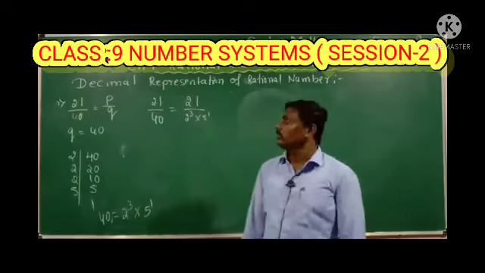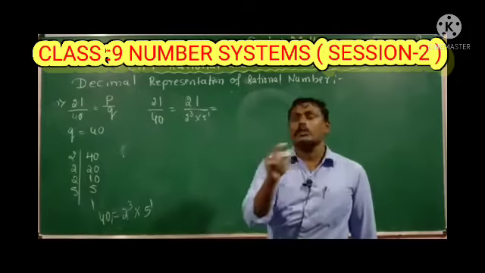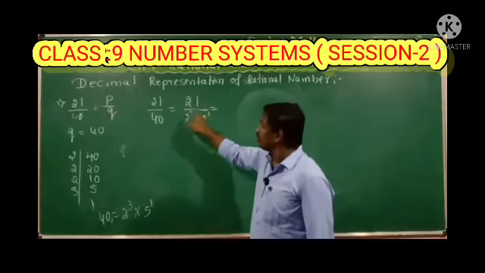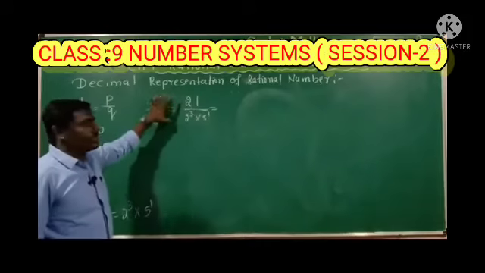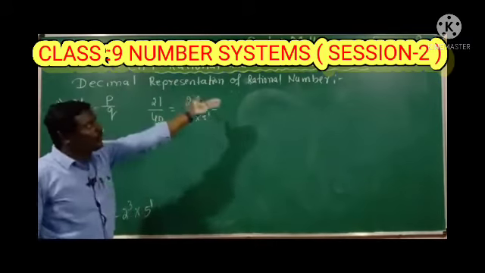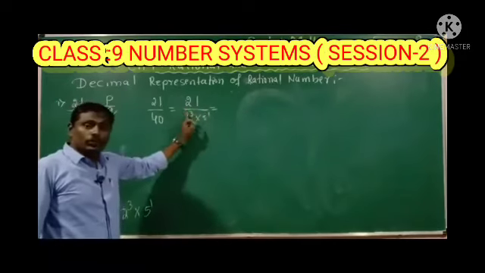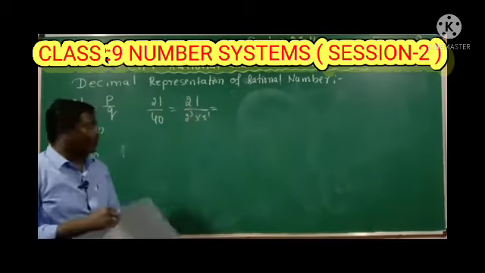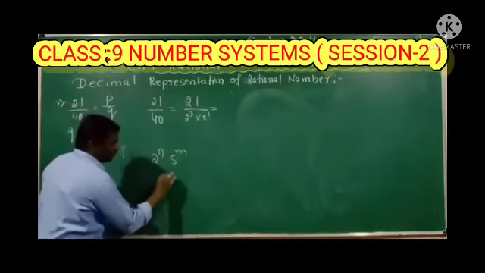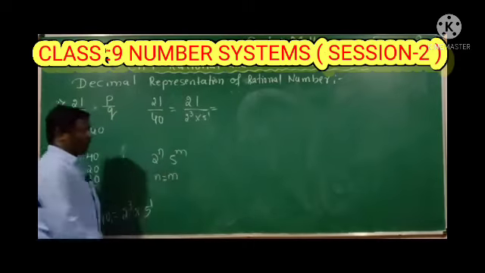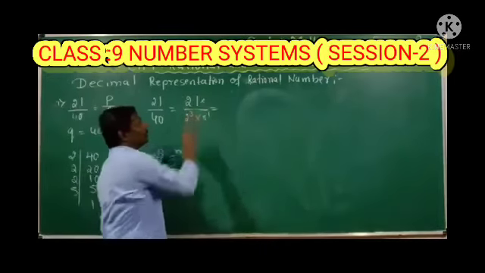Now we can equate the powers of 2 and 5. Whenever we represent the rational number in the form of a decimal expansion, first we equate the powers of 2 raised to n and 5 raised to m. It means we make n equal to m. How are we doing this?